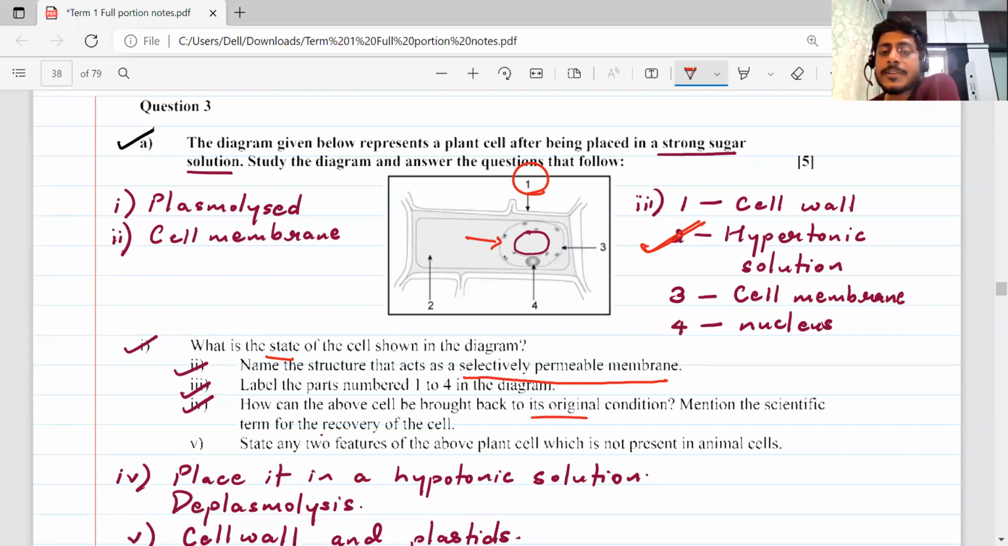How can you get it back to its original condition? You place it in a hypotonic solution, or pure water. The scientific term for recovery is deplasmolysis. How does recovery take place? Because water goes inside. When water goes inside, it's endosmosis that we are looking at.